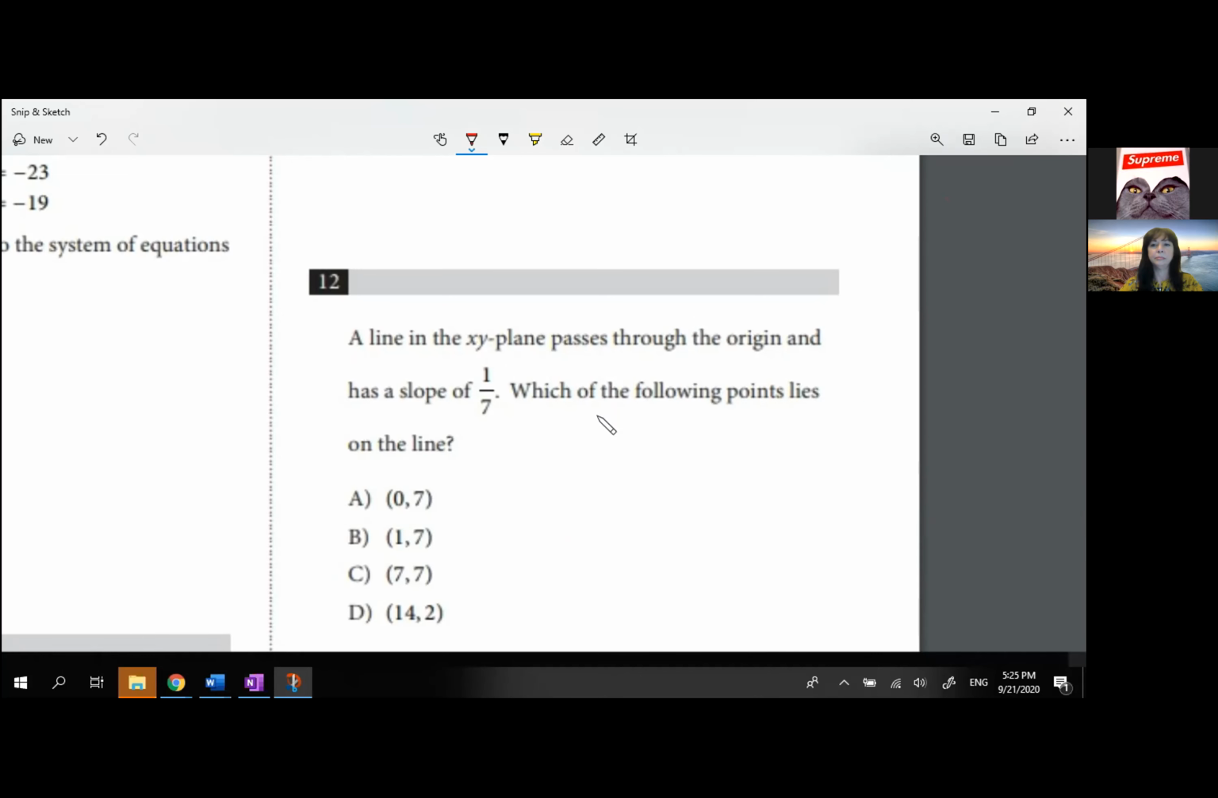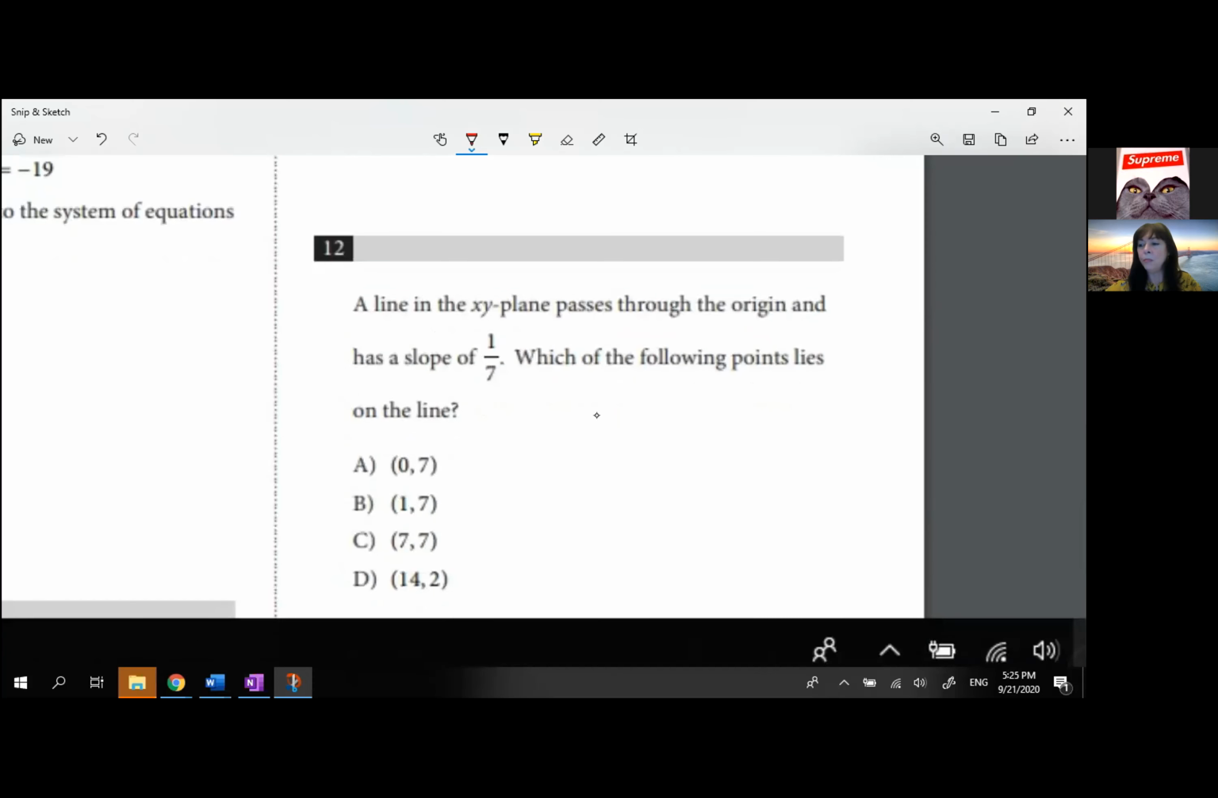Okay, so number 12 right here. A line in the xy plane passes through the origin and has a slope of 1/7. Which of the following points lies on the line? So we've already got our slope, which is 1/7, right? The key words to look for are passes through the origin and slope of 1/7. The idea that it passes through the origin means it has to go through the point 0, 0. So we can use that as a point of reference.